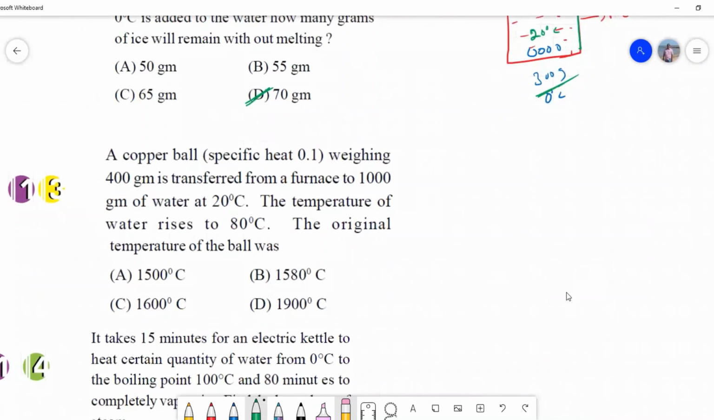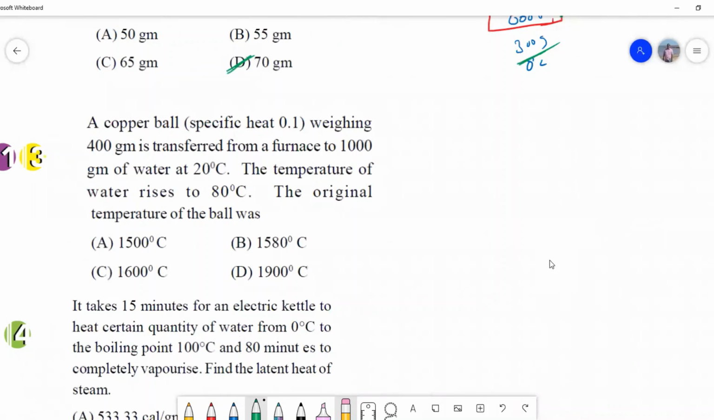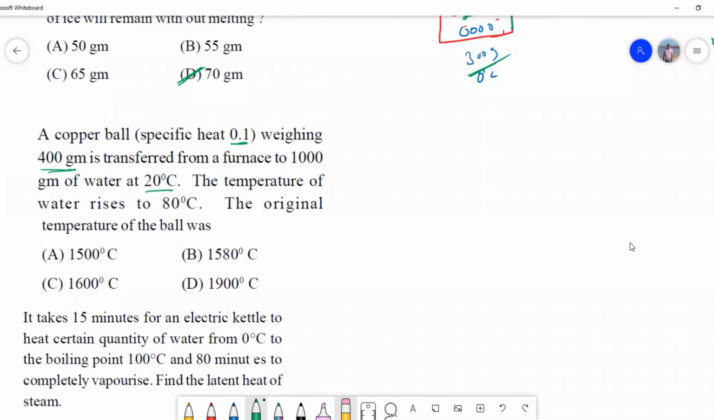Now let's move on to problem number 30. A copper ball of specific heat 0.1 weighing 400 grams is transferred to 1000 grams of water from a furnace at 20. Temperature of water rises to 80. The original temperature of the ball is. So here heat lost by ball is equal to heat gained by water. So in all these problems, this is what we need to identify. Who is gaining heat and who is losing heat? That's the main important step.